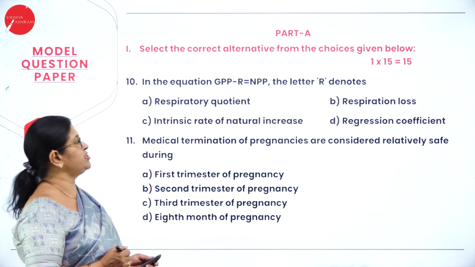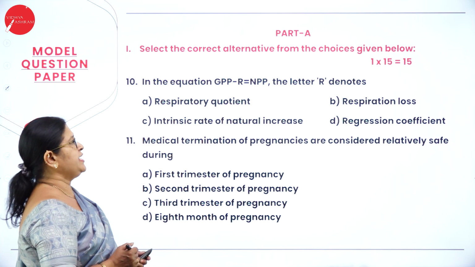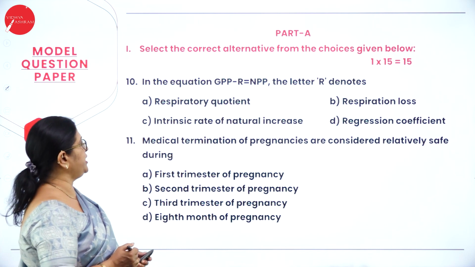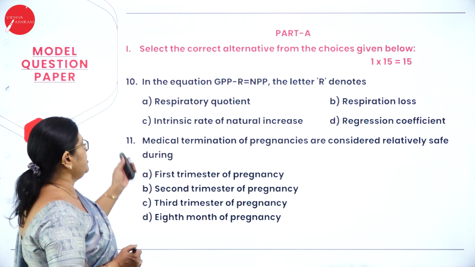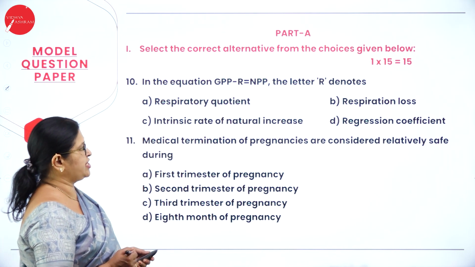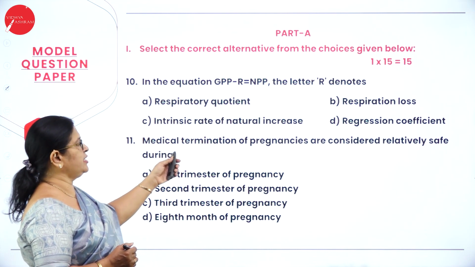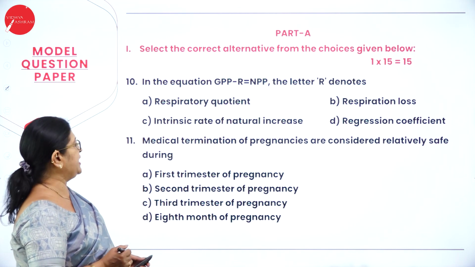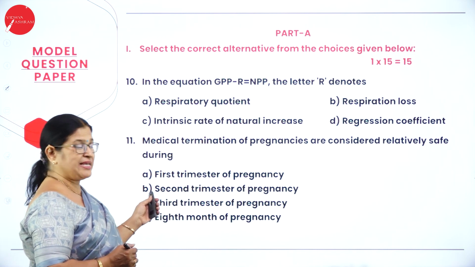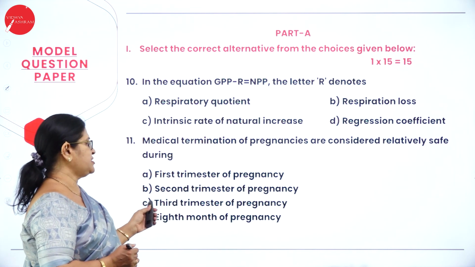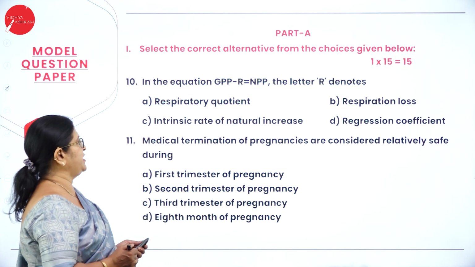Moving on to the 10th question. In the equation GPP minus R is equal to NPP, the letter R denotes option A, respiratory quotient, option B, respiration loss, option C, intrinsic rate of natural increase, and option D, regression coefficient. 11th question. Medical termination of pregnancies are considered relatively safe during option A, first trimester of pregnancy, option B, second trimester of pregnancy, option C, third trimester of pregnancy, and option D, 8th month of pregnancy.